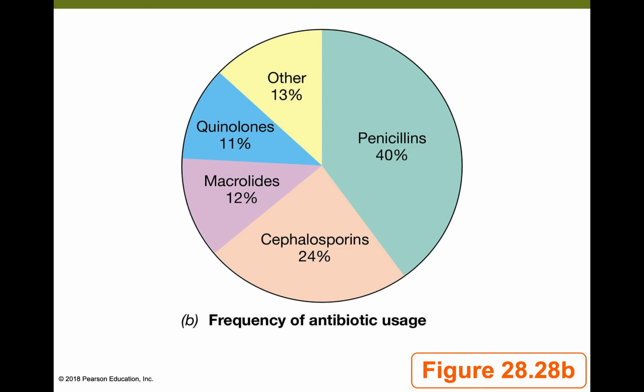The frequency of antibiotic usage, I told you that cephalosporins and penicillins are both beta-lactams. Beta-lactams are the most common types of antibiotics, and you can see that combined beta-lactams account for about 64% of antibiotics used all around the world. Quinolones and macrolides can inhibit DNA or protein biosynthesis, and then other mechanisms of action make up another small percentage.